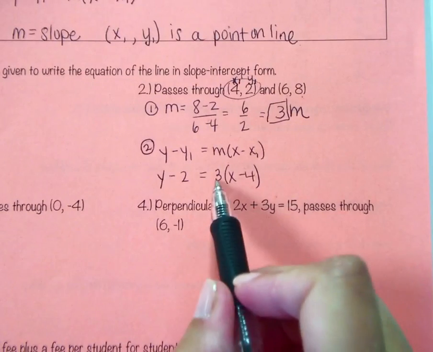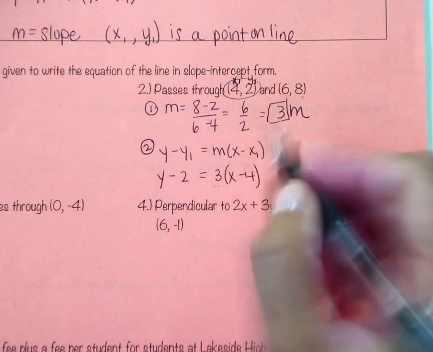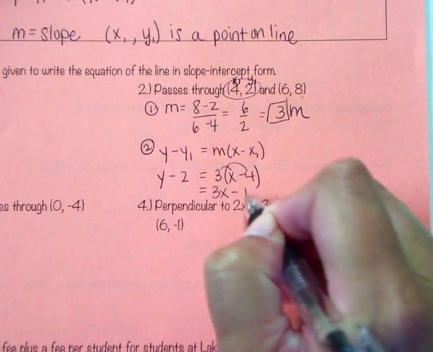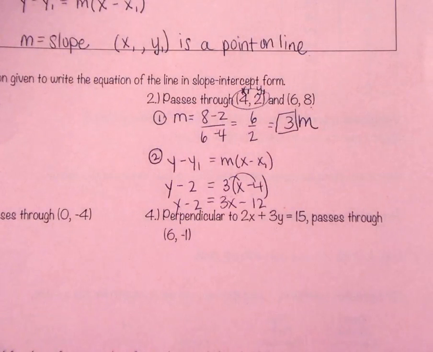From there, anytime we have a number or negative or anything in front of a parenthesis, that tells us to multiply. So we are going to distribute that 3, which gives me 3x minus 12. Just bring down that y minus 2. And then we are almost there.